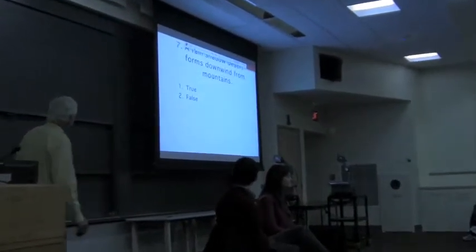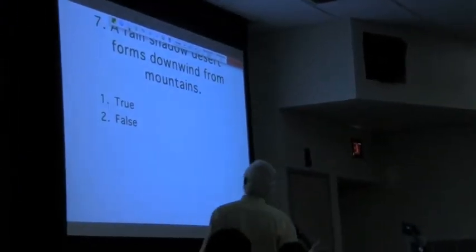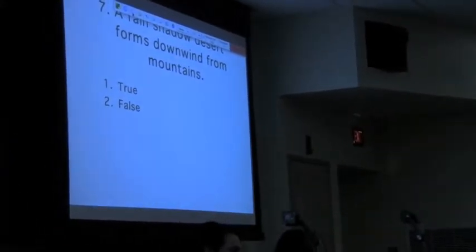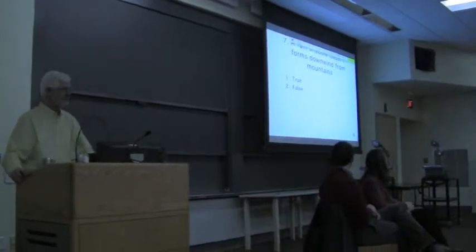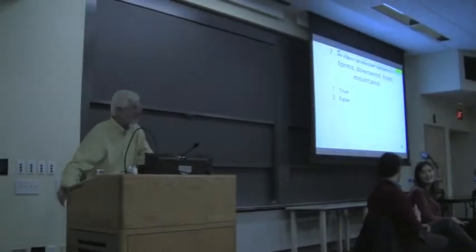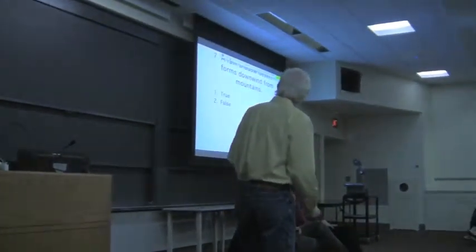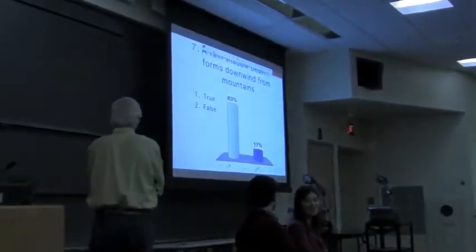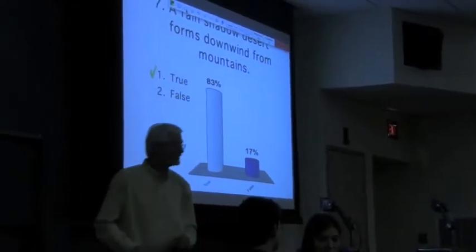Rain shadow deserts form downwind from mountains. Rain shadow desert forms downwind from mountains. Rain shadow. That should be a song, what do you think? Okay, there's the countdown. 6 seconds left. Get it done. All right, 2, 1. Very good. This is how I know you're here. 83% said true. That's the correct answer. All right. Well, there you have it. Take a picture.